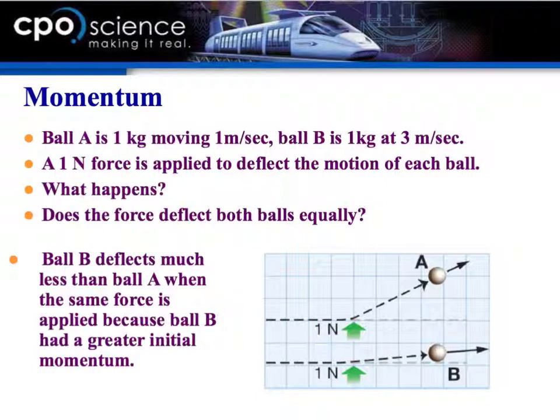Let's look at another example involving momentum. In the diagram below, you have ball A and ball B. Ball A is a 1 kilogram ball moving at 1 meter per second. Ball B is 1 kilogram moving at 3 meters per second. A 1 Newton force is applied to deflect the motion of each ball. What happens? Would the force deflect both balls equally? Think about that.